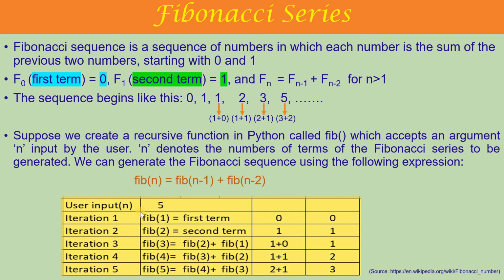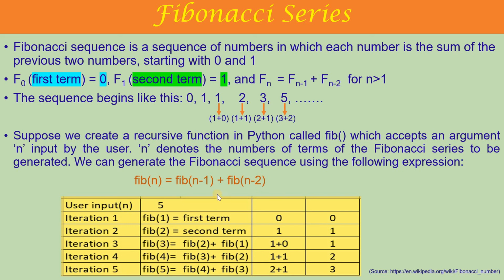Let's take an example. Supposing the user inputs a number 5. So the user wants the first 5 terms of the Fibonacci series to be generated. We use this expression within the recursive function to generate the series. When the function calls itself once, the value of n is 1 and the first term, that is 0, is printed. When n becomes 2, the second time the function is called, the second term is printed, which is 1. Since the user input is 5, there will be 5 iterations.